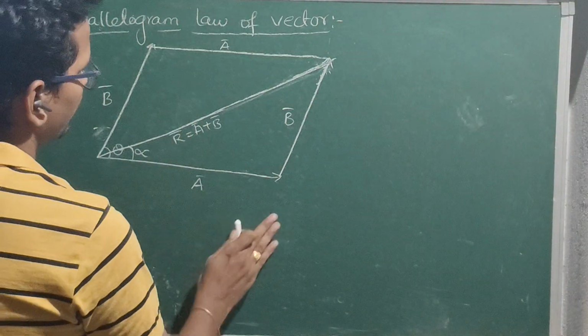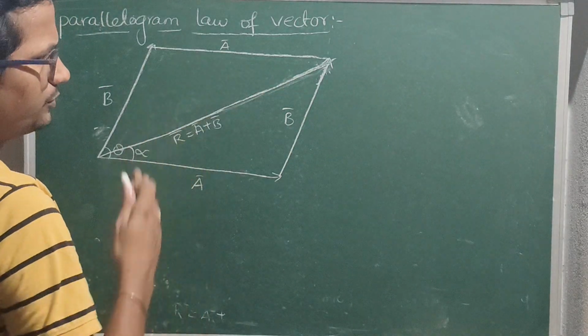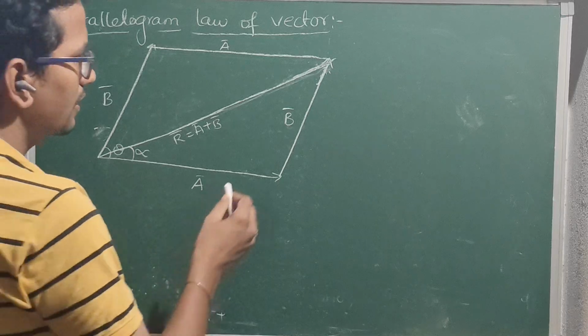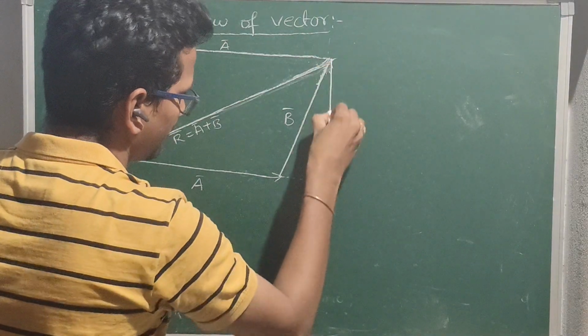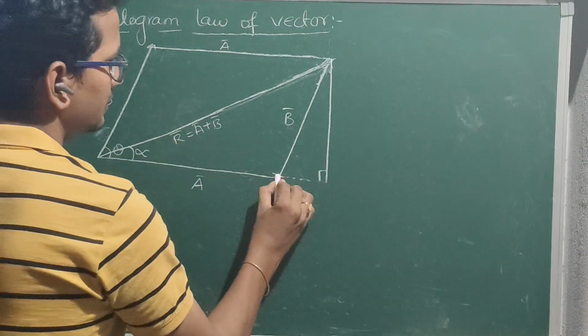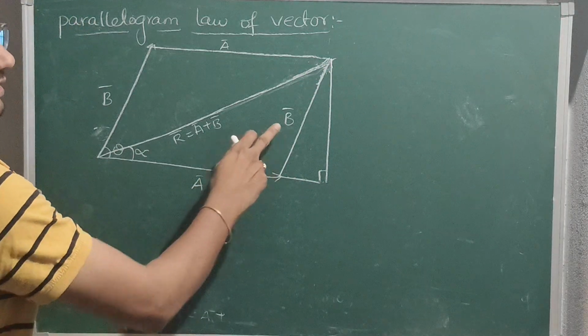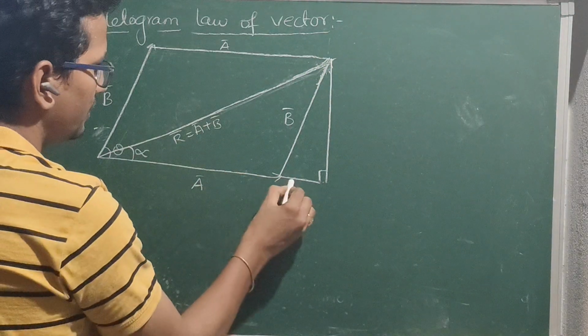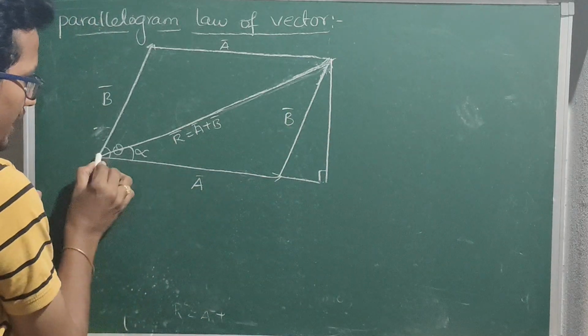From this, we want to find the resultant. It's not a proper triangle, so we use a proper triangle. What do we need to do? We extend the a bar vector, then draw a perpendicular line. This looks like a right angle triangle. This is the resultant vector. Here only a bar extending, and b bar.